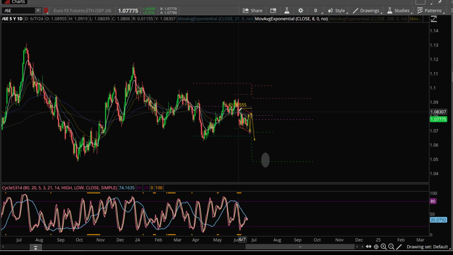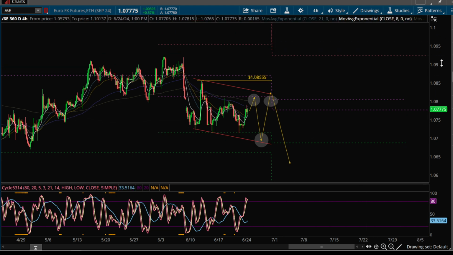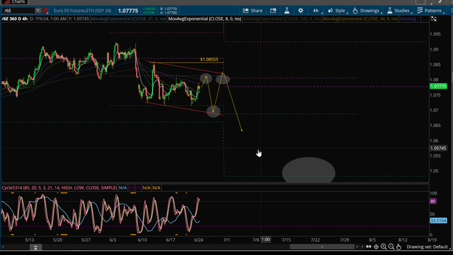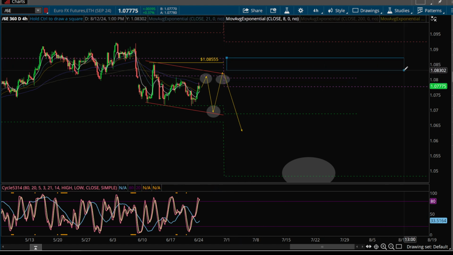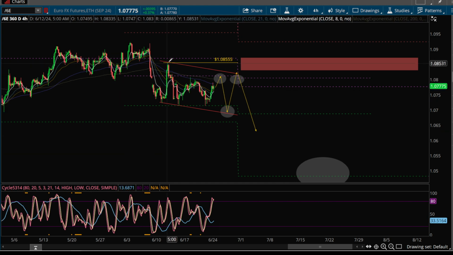Euro's real nice. Like I said, Euro, I don't think you're taking out these highs here. And we could just be building out a running flat and looking to trend next quarter. And this is next quarter's midpoint. All right, so next quarter's midpoint is up here. And we'll see what happens. So, I don't think this high 108.555 is getting taken out. So, that is that.